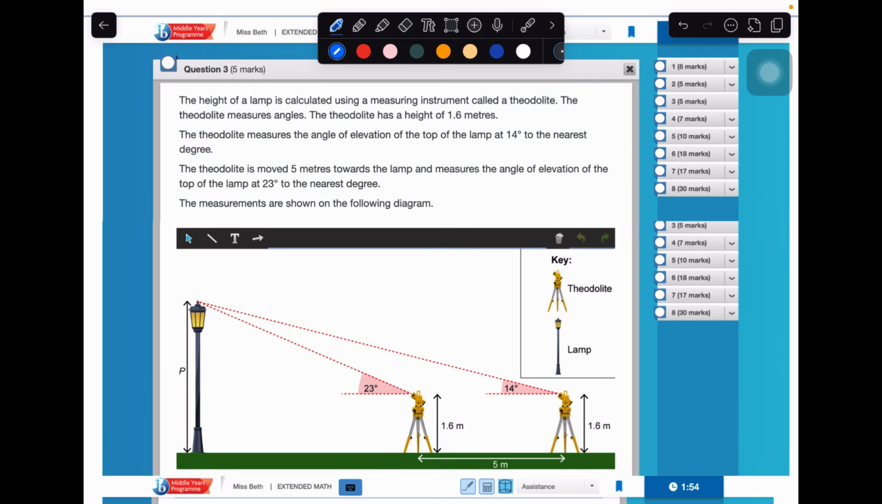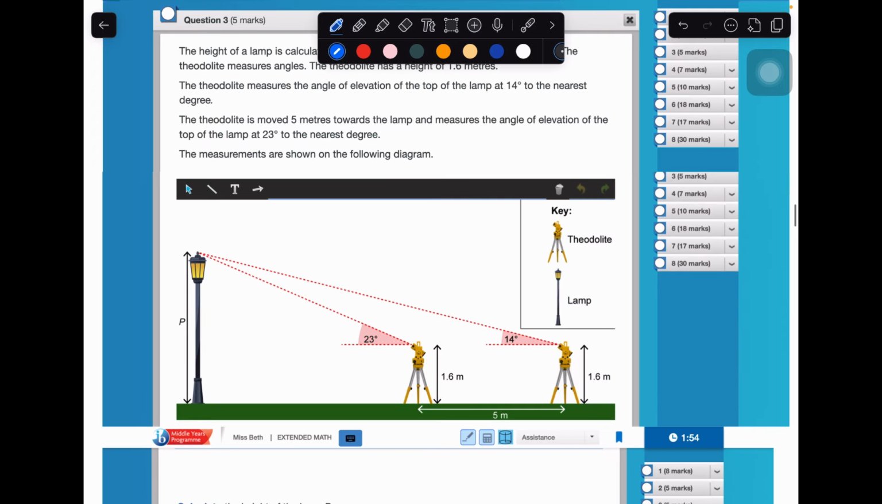So on to question 3. We want the height of a lamp, which is calculated using a measuring instrument called a theodolite. The theodolite measures angles. The theodolite has a height of 1.6 meters. It measures the angle of elevation at the top of the lamp at 14 degrees to the nearest degree, and then it is moved 5 meters towards the lamp and measures the angle of elevation of the top of the lamp at 23 degrees to the nearest degree. The measurements are shown on the following diagram.